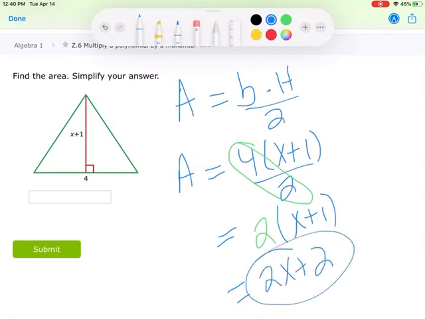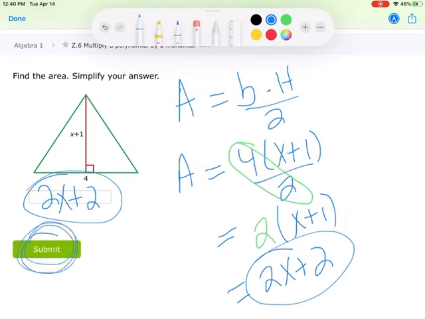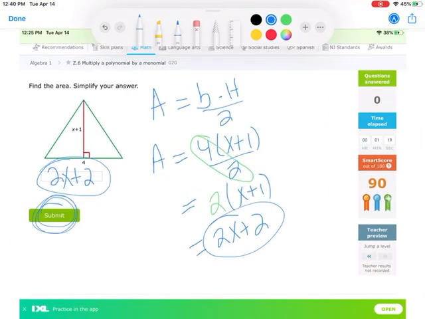Boom. And that is apparently the challenge question. That would be it. It's not saying solve for x or anything. It's just saying simplify, find your answer. So 2x plus 2 would be the area represented by this triangle here. Submit, done, and then look at that. You're in the challenge zone. You're above 90 already.